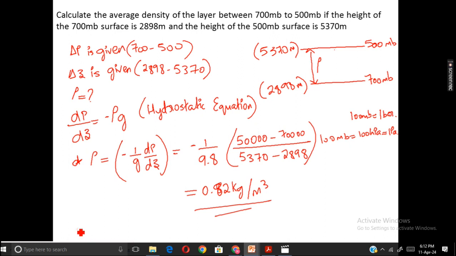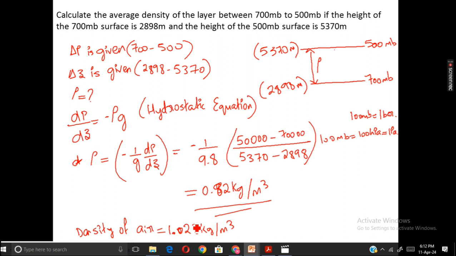So density of the air at the surface is basically having a value of 1.028 kilogram per meter cube. So just check once you get the answer, check if it is realistic. The value is nearby this value 1.028. So in this case, we have gotten a value of 0.82, which is basically close to the density of the air. So we have got the right answer.